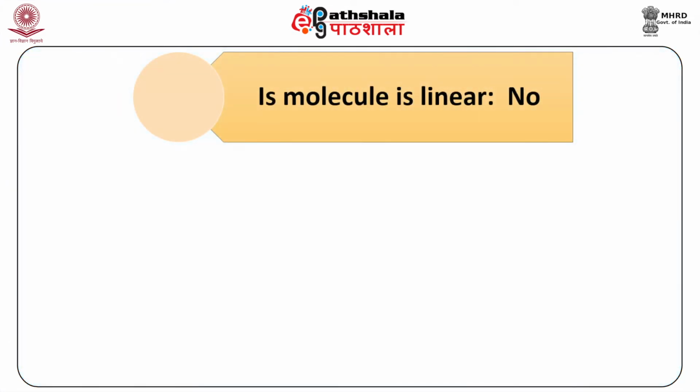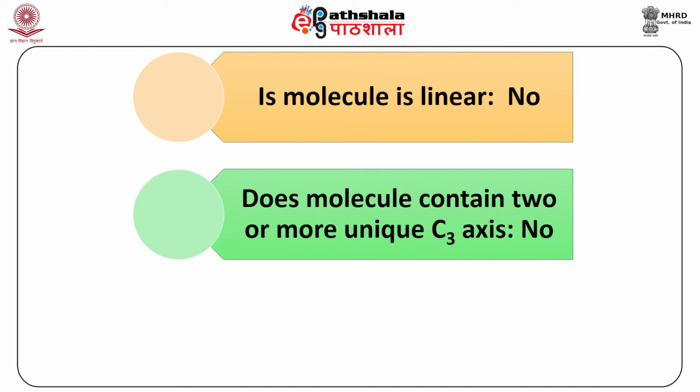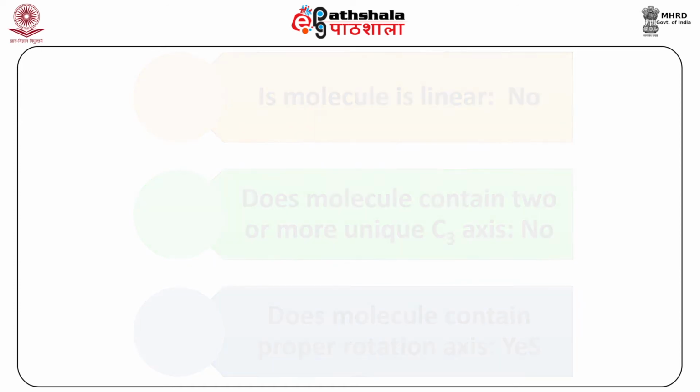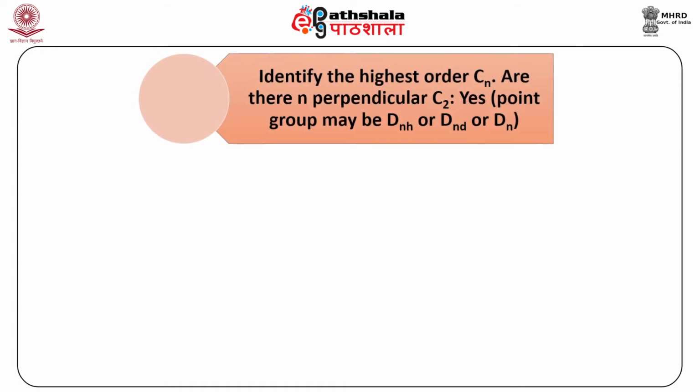Now the first question I would ask is, is the molecule linear? Obviously no. Second is, does the molecule contain two or more unique C3 axes? No, because it contains a C2 axis as described above. Is the molecule containing an improper axis of rotation? Yes, S4. Identify the highest order Cn. Are there any perpendicular C2 axes? The answer would be yes. Point group may be Dnh or Dnd or Dn. These are denoted as this.